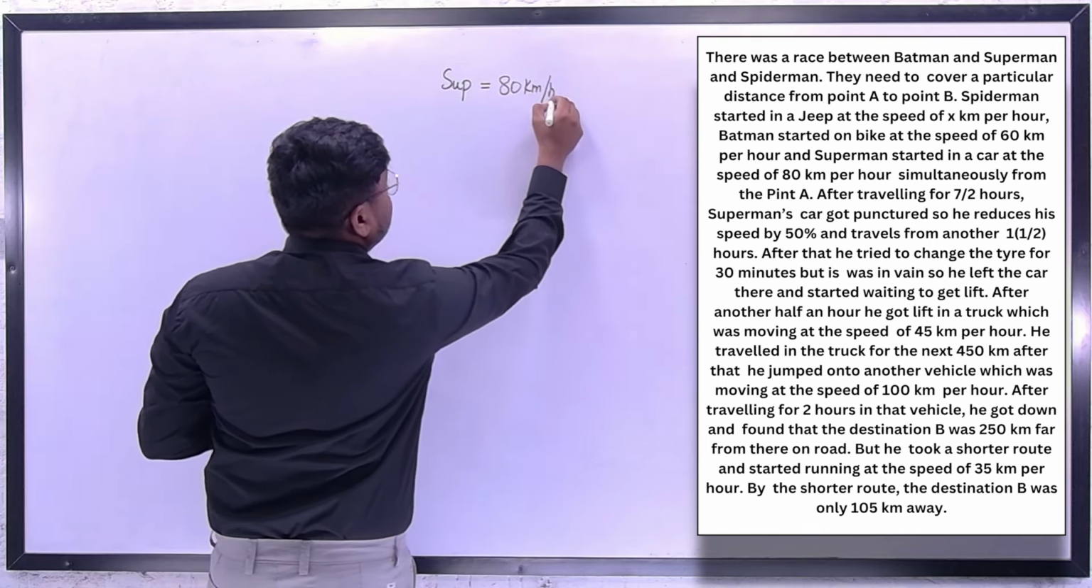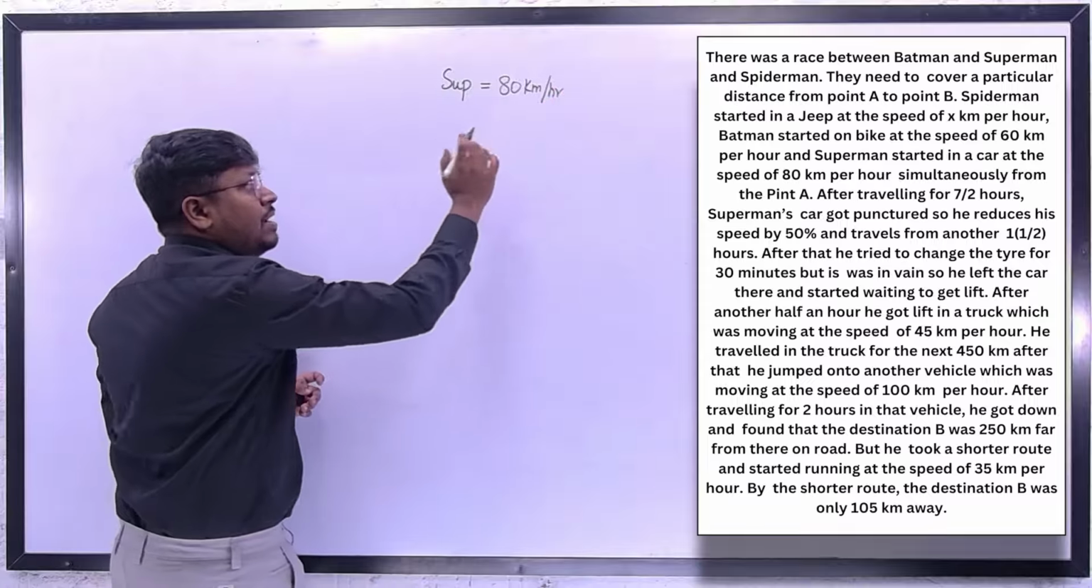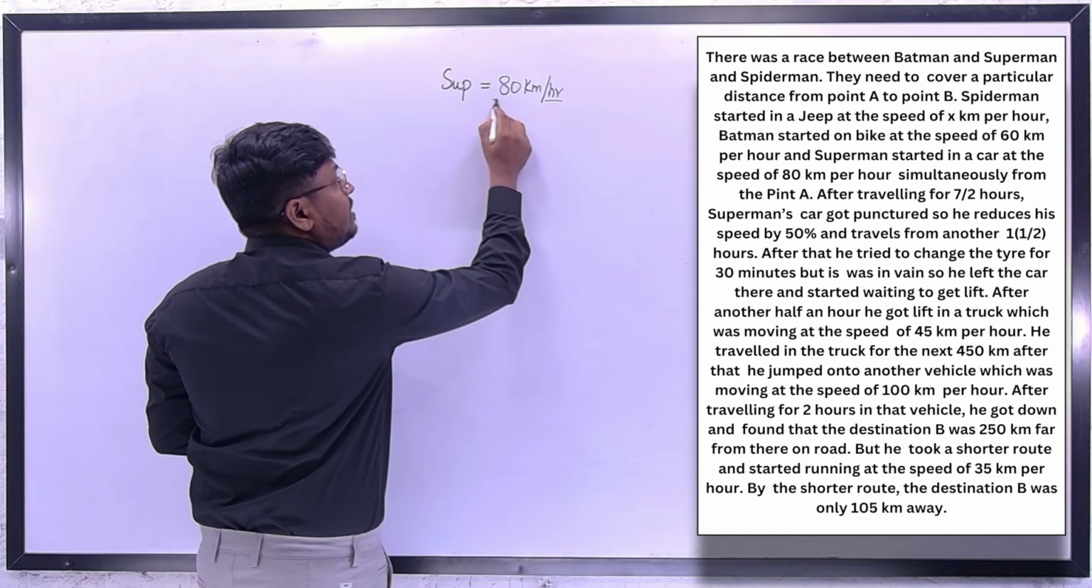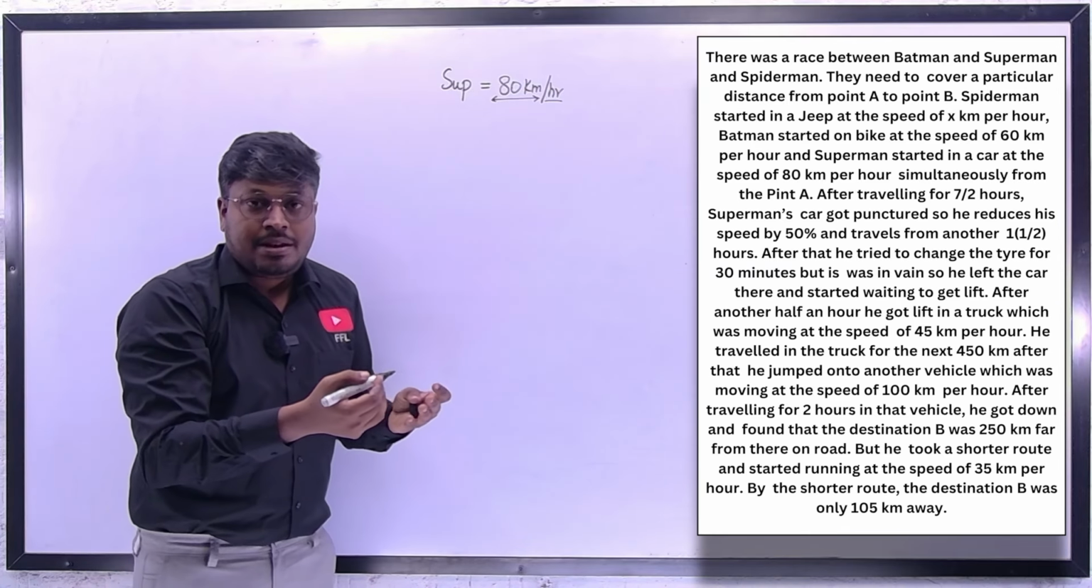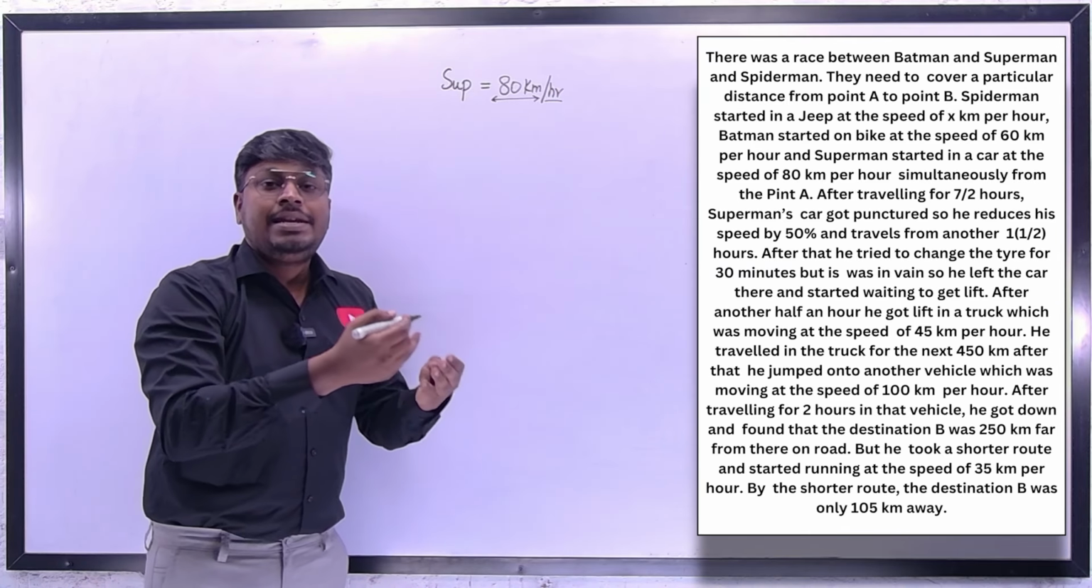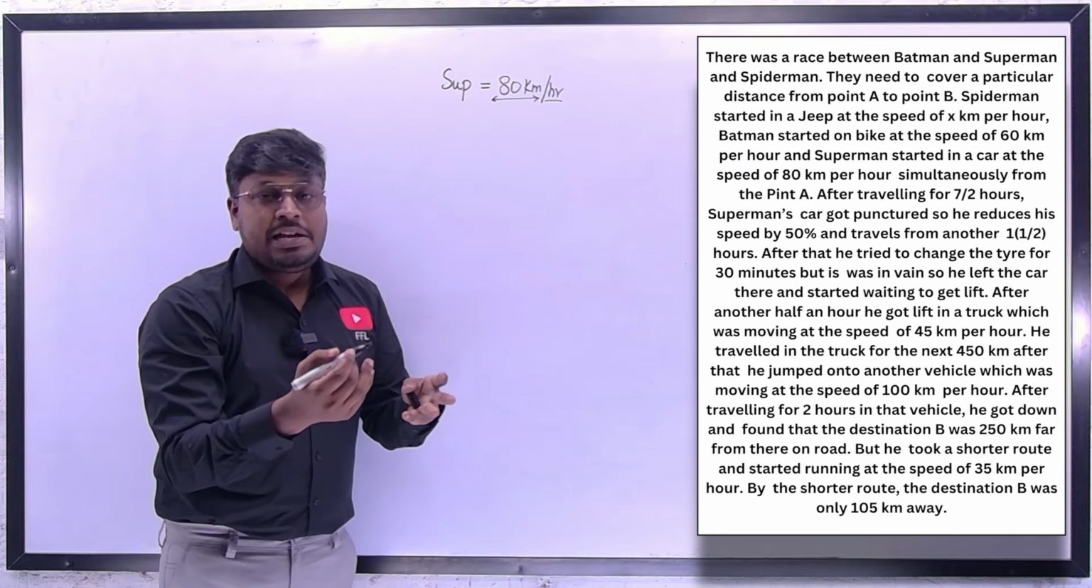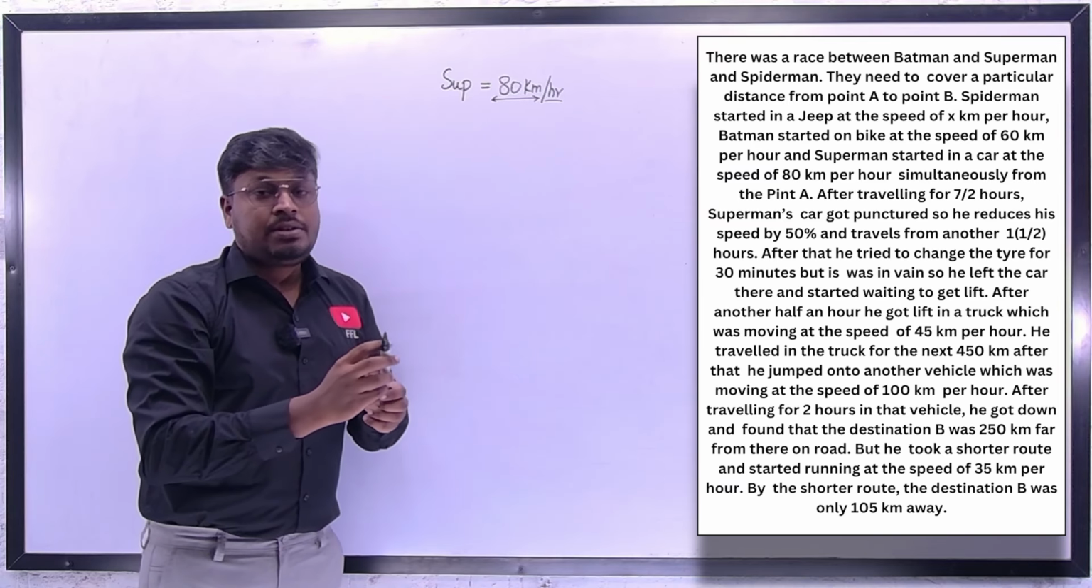I hope you know the basics of time and distance. What is the meaning of it? In 1 hour Superman will travel 80 kilometers. If it is 2 hours, 160 kilometers. If it is 3 hours, 80 into 3. If it is 4 hours, 80 into 4. That is the way we calculate the total distance.